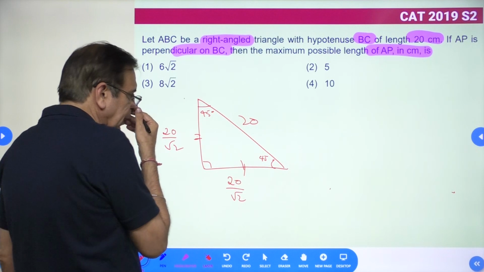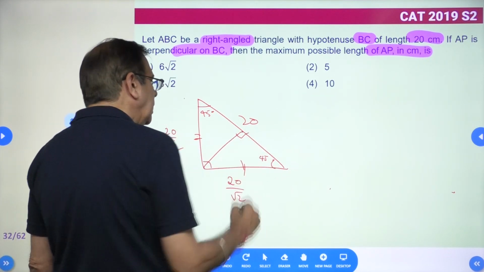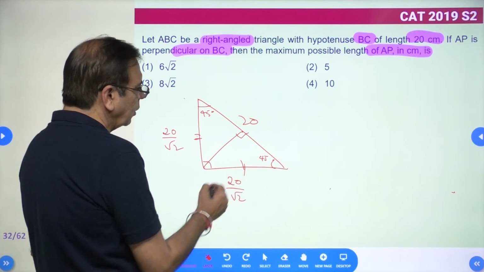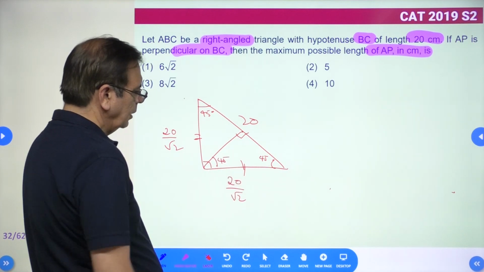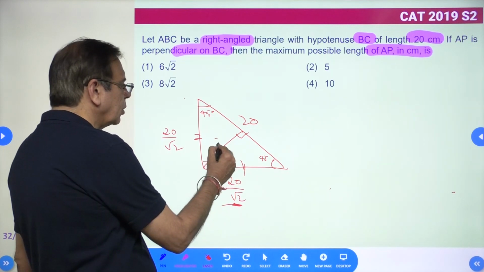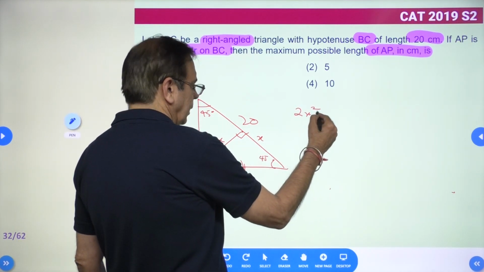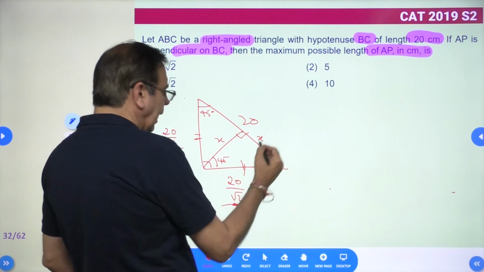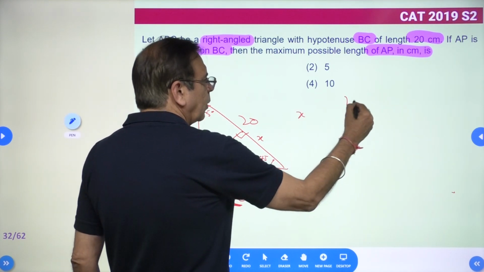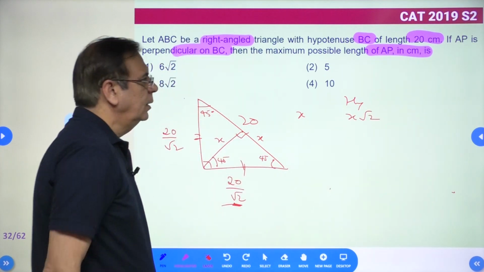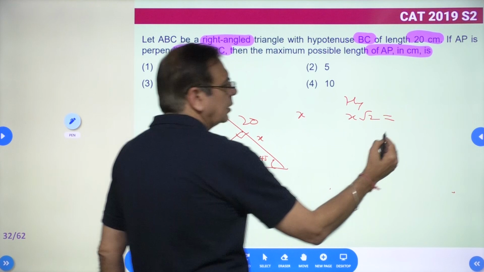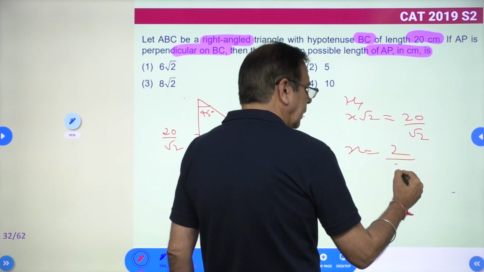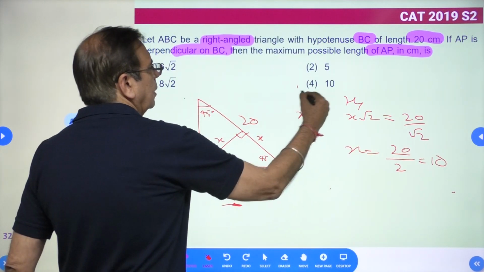Now this will again be a right angle triangle, with one angle 45, so this will also be 45. Now this is the hypotenuse. So this is x and this is x. In a 45, 45, 90, if the side is x, the hypotenuse will be x root 2. So x root 2 is equal to 20 by root 2, or x is equal to 20 by root 2 by root 2, so 20 by 2, which is equal to 10. Correct answer, choice 4.